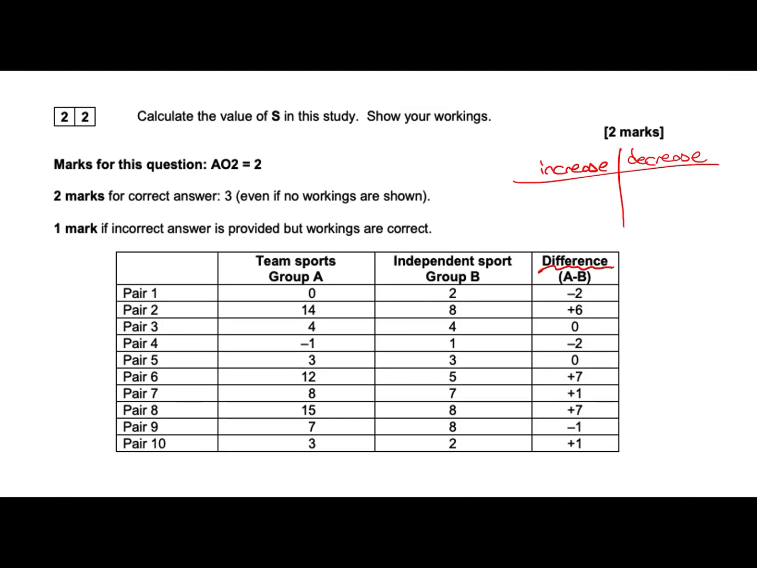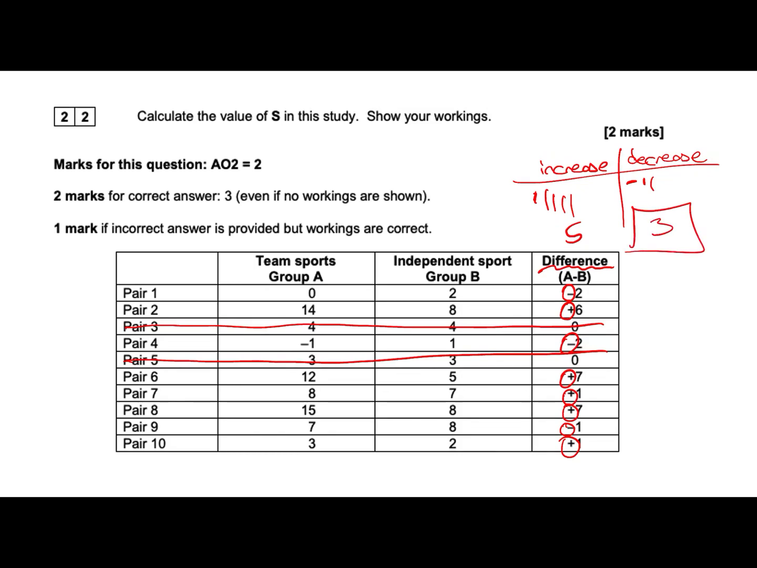So pair 1, a decrease. Pair 2, an increase. Pair 3, there was no change, and so we're going to strike them from our data. Pair 4, I don't know why I've done that. Pair 5, also no change, so we're going to strike them from our data. Pair 6, increase. Pair 7, increase. Pair 8, increase. Pair 9, decrease. And pair 10, increase. Right, here we've got 5 who increased and 3 who decreased levels of happiness. So our smallest number is 3, and therefore S equals 3.